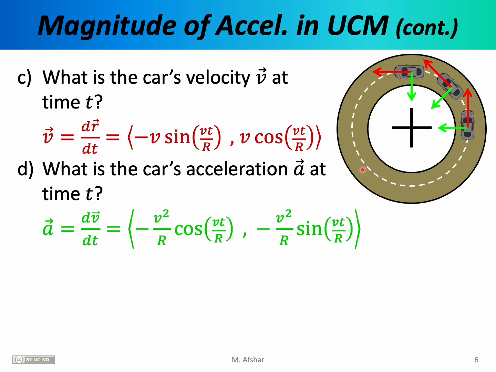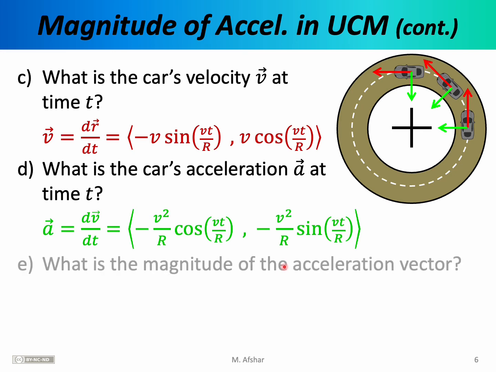Now, the assertion that we wanted to prove was the fact that the magnitude of the acceleration vector is simply v squared over r. So how do we calculate the magnitude of a vector? Recall that to calculate the magnitude of the vector, you take its x component and you square it. You take its y component and you square it. You add those together and then you take the square root. We're essentially applying the Pythagorean theorem to this vector.